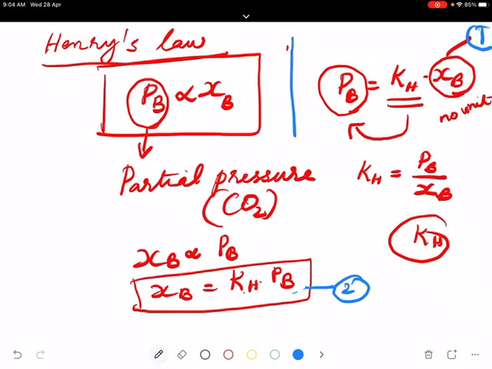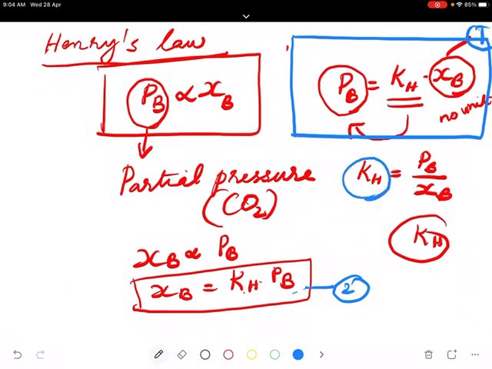General equation. 99.9% you will see Pb is equal to KH into Xb. Now let's see what the pressure units are. I told you KH has the unit of pressure, since Xb has no unit.